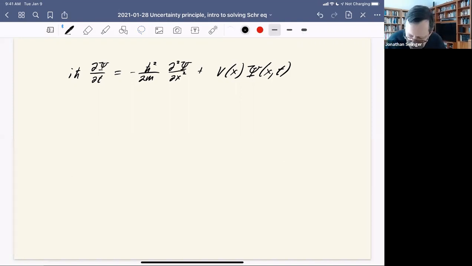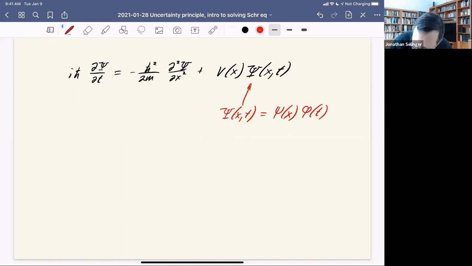separation of variables assumption. That is, that we're going to put in that psi of x and t is equal to lowercase psi of x times phi of t. Okay, and we put it in there, and we also have to put it in everywhere where we see the psi. Okay, so now what does that do to Schrodinger's equation?